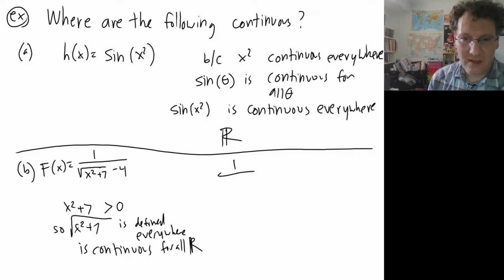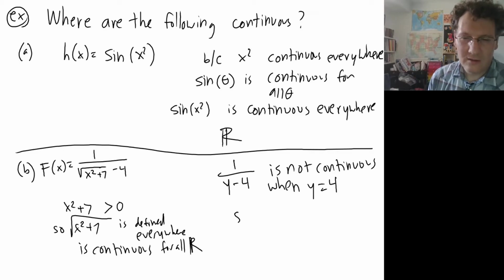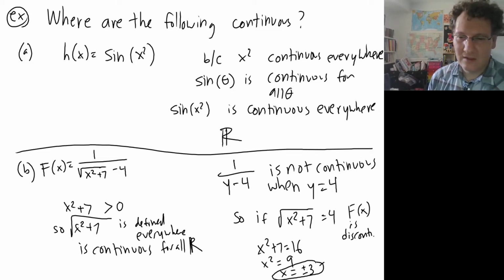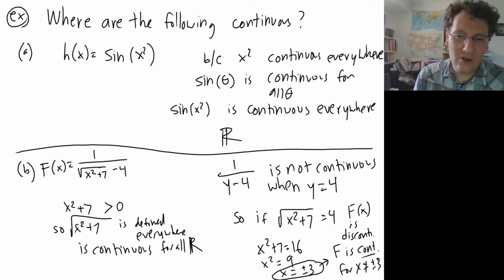However, 1 over y minus 4 is not continuous when y equals 4. So if the square root of x squared plus 7 equals 4, then f of x is discontinuous. That's going to happen when x squared plus 7 equals 16, when x squared equals 9, when x equals plus or minus 3. So for x equals plus or minus 3, f of x is discontinuous. Therefore, f is continuous for x not equal to plus or minus 3. That's our answer then.